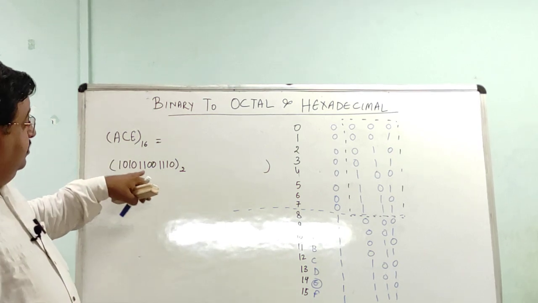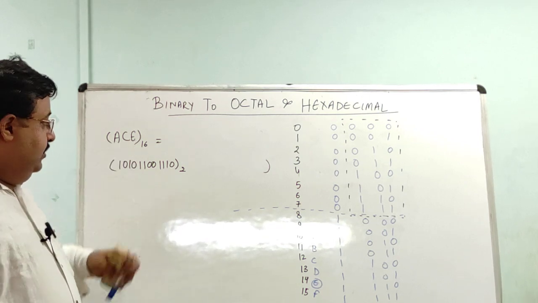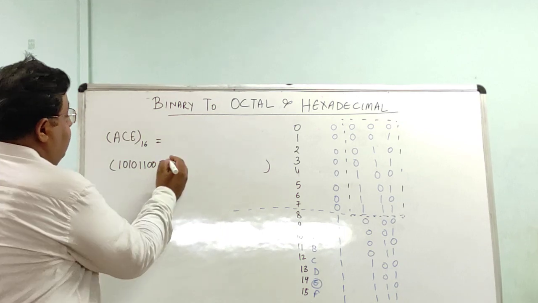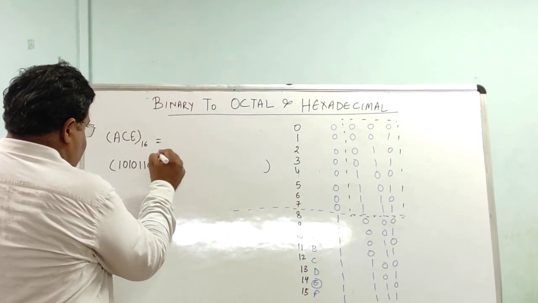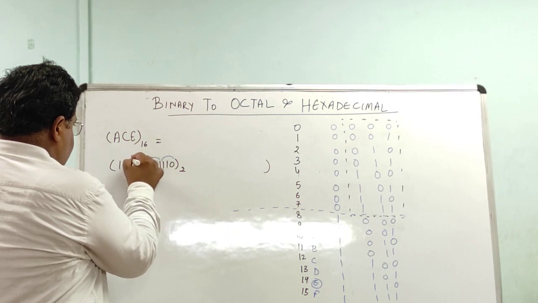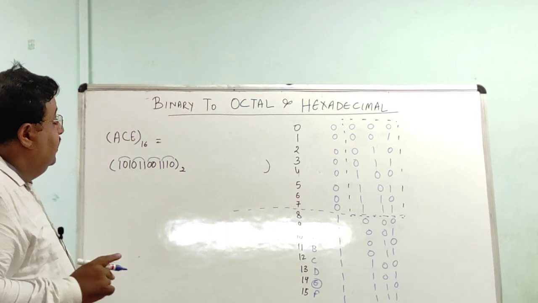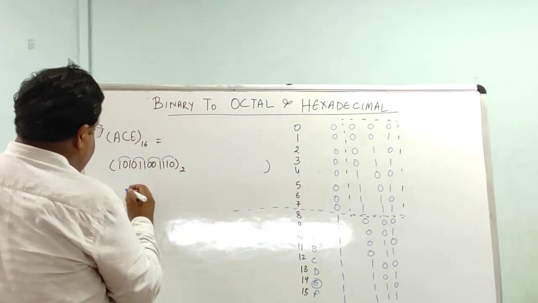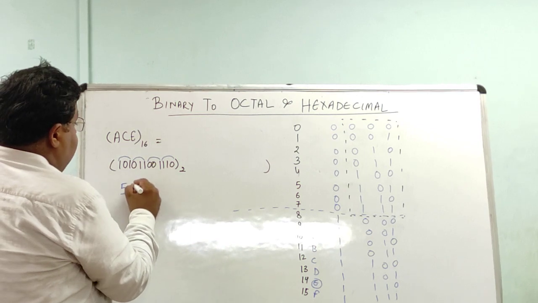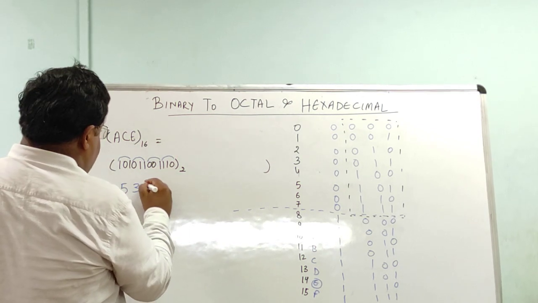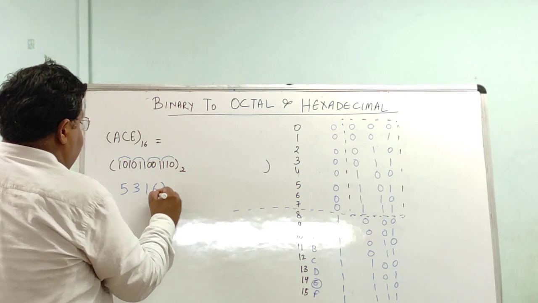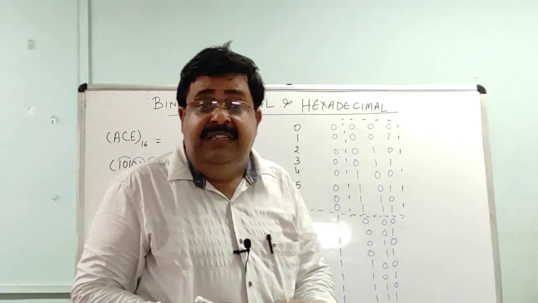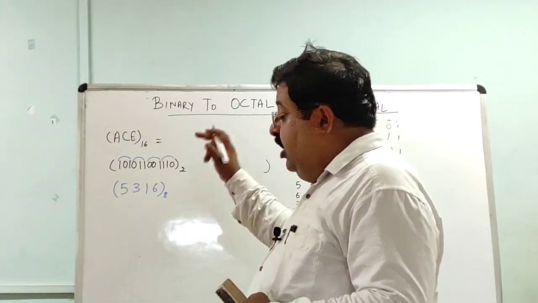Now, we are going to convert it into octal. For octal what are we going to do? We are going to make groups of 3. So, we are going to make triplets, 1, 2, 3, 4. The corresponding values we are going to see in the table. So, 101 is 5, 011 is 3, 001 is 1 and 110 is 6. So, the number is converted into octal.